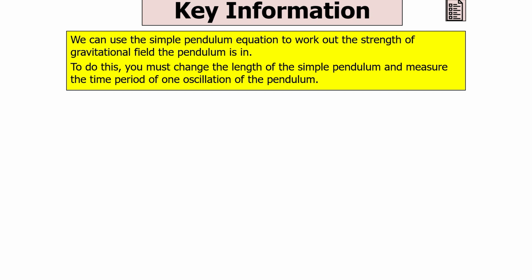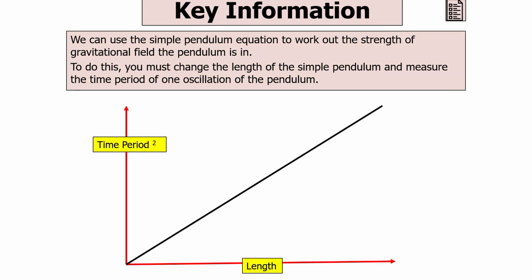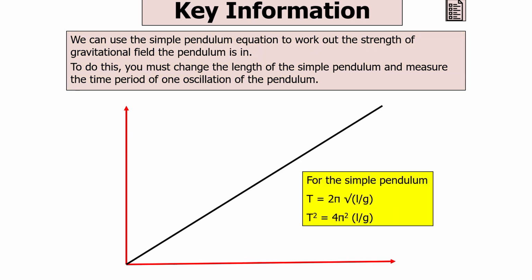Now to do this, you must change the length of the simple pendulum and measure the time period of one oscillation of the pendulum, where T squared is proportional to L. Now for a simple pendulum, we can say T is 2π times the square root of L over g, or T squared is 4π squared times L over g.